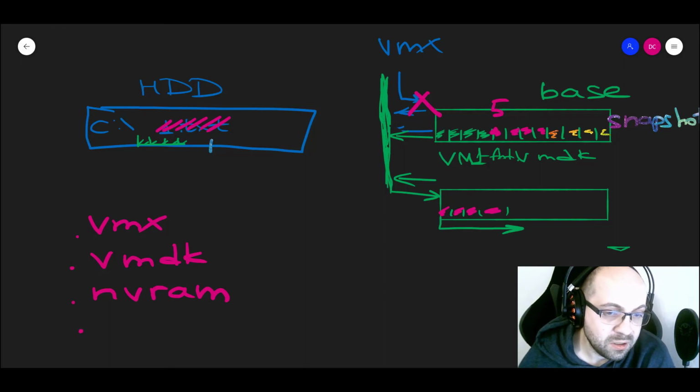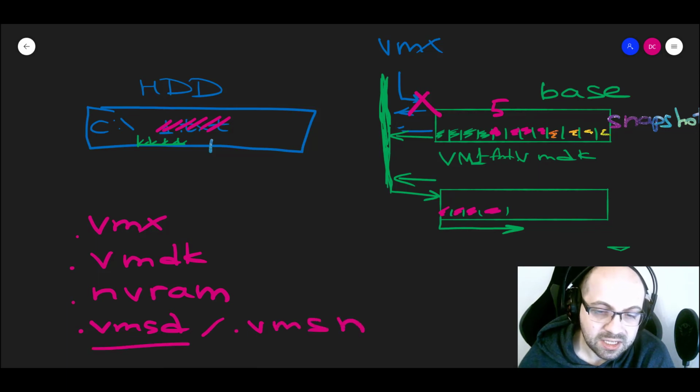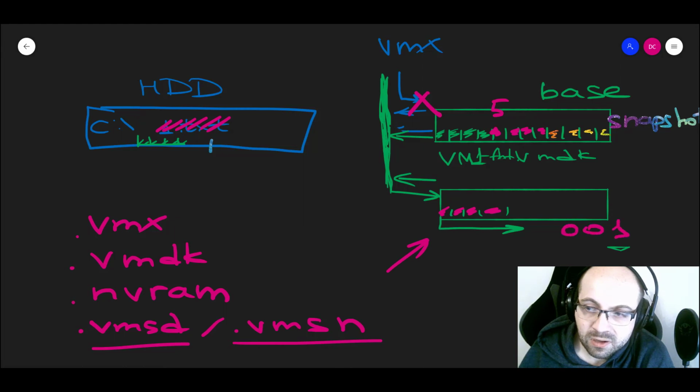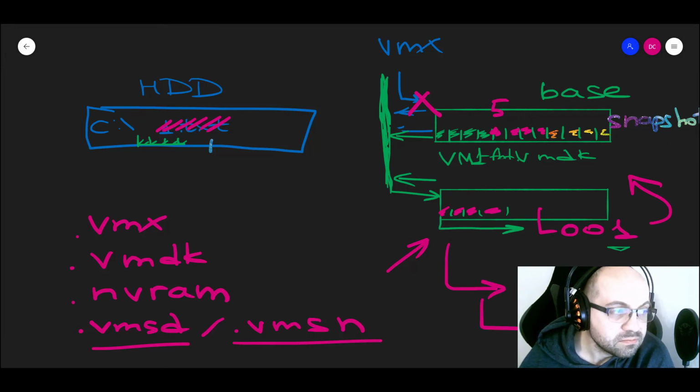There is also the ability to see VMSD, VM snapshot descriptor, and VMSN, VM snapshot text files. They will only appear when you create these delta files for snapshots. They will explain that, let's say, this 001 file is a child to the base disk. So they build the hierarchy of snapshots. So you can have a snapshot tree of different deltas if you make multiple snapshots.